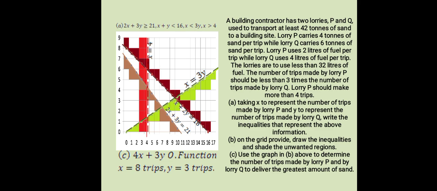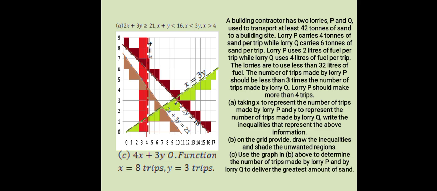The number of trips made by Lorry P should be less than 3 times the number of trips made by Lorry Q. Lorry P should make more than 4 trips. Taking X to represent the number of trips made by Lorry P and Y to represent the number of trips made by Lorry Q, write the inequalities that represent the above information.